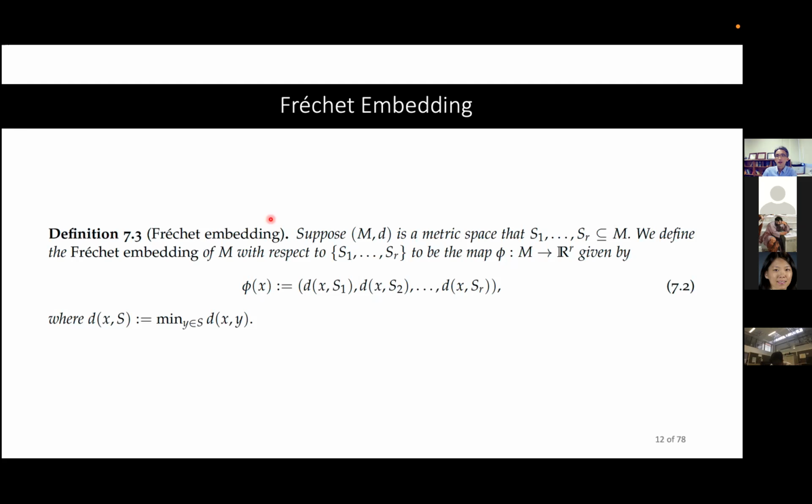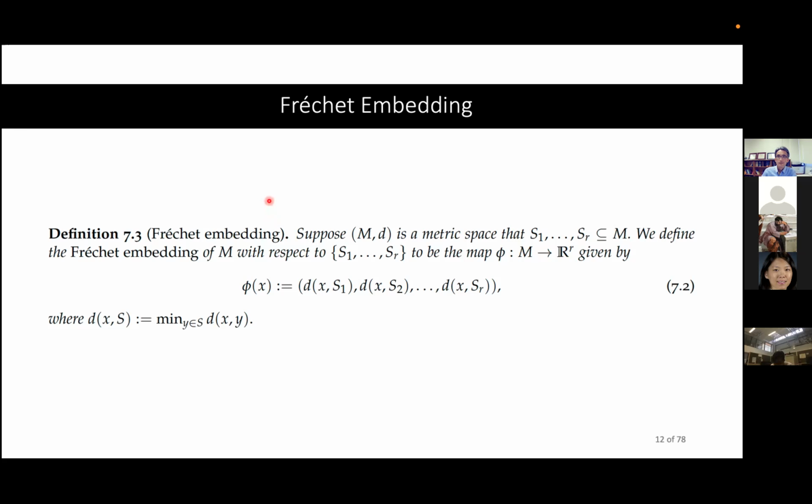It'll be great if you can later tell us more about the connection between Fréchet embedding and Bourgain's theorem. Sure, I will include that in the email. Okay, all right. Thank you.